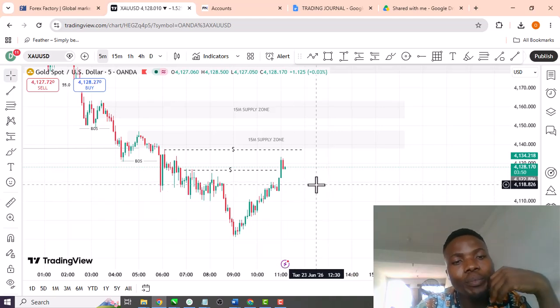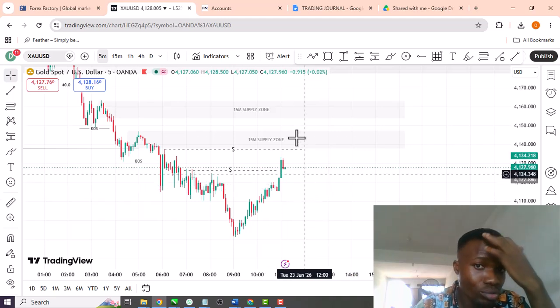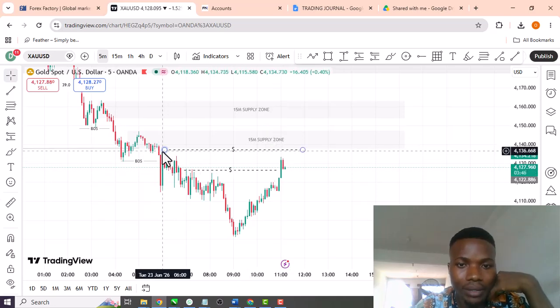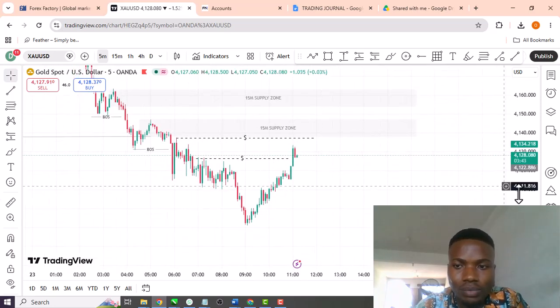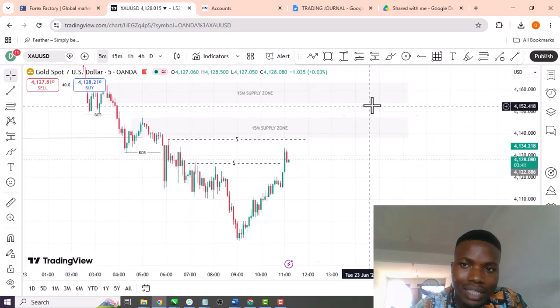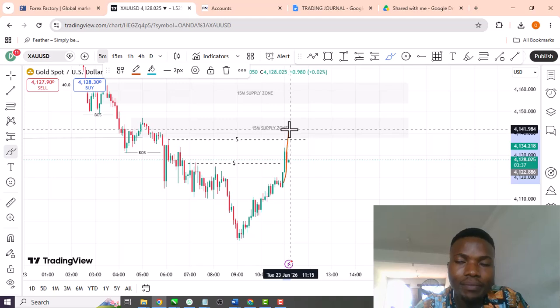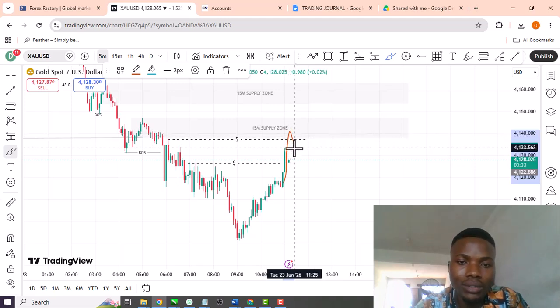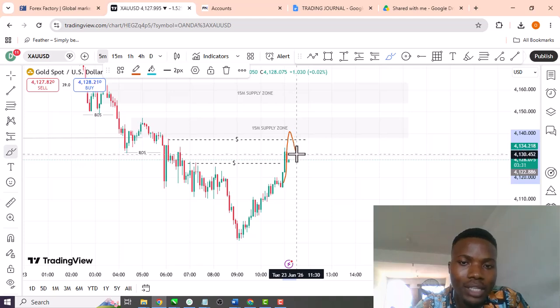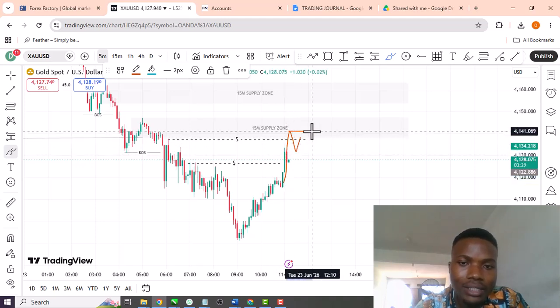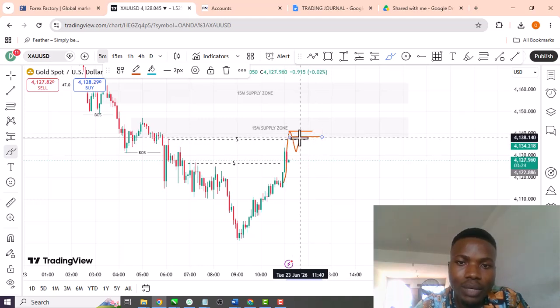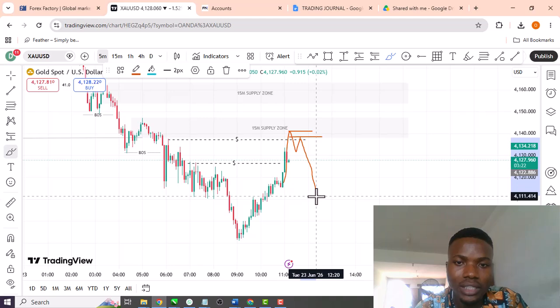So what I'm potentially going to expect is price to sweep this high. Let me just say price sweeps this high, then after that I'm going to expect a sell to the downside a little bit, and probably a retest of that liquidity zone. This is where I can potentially enter for my sell trade.